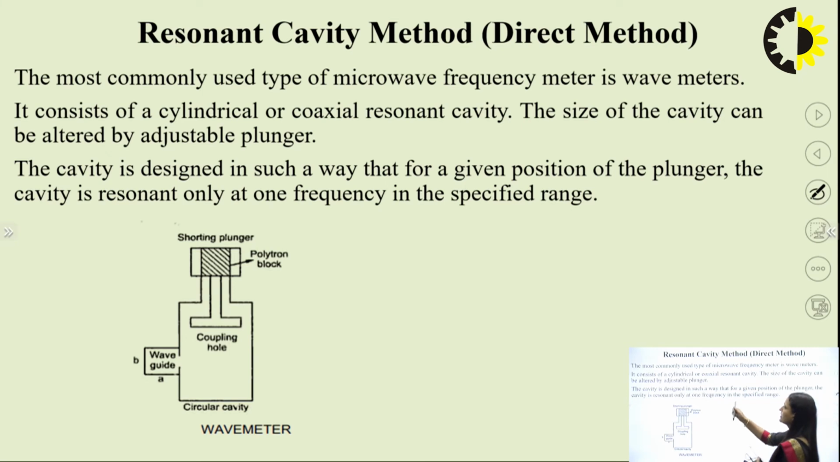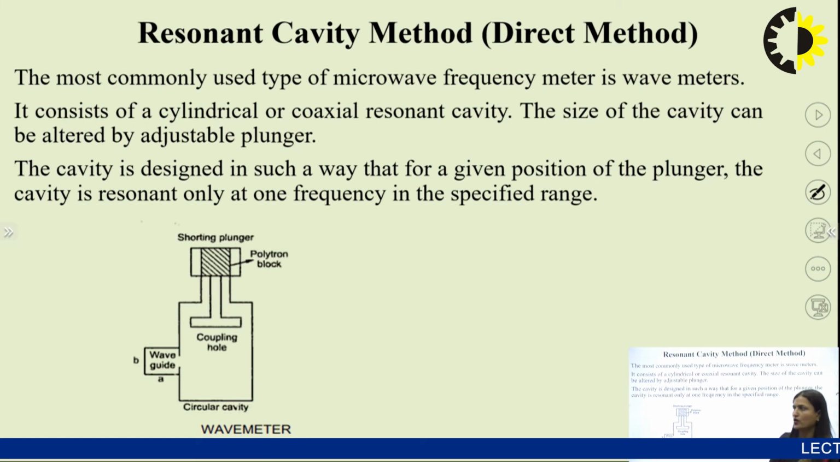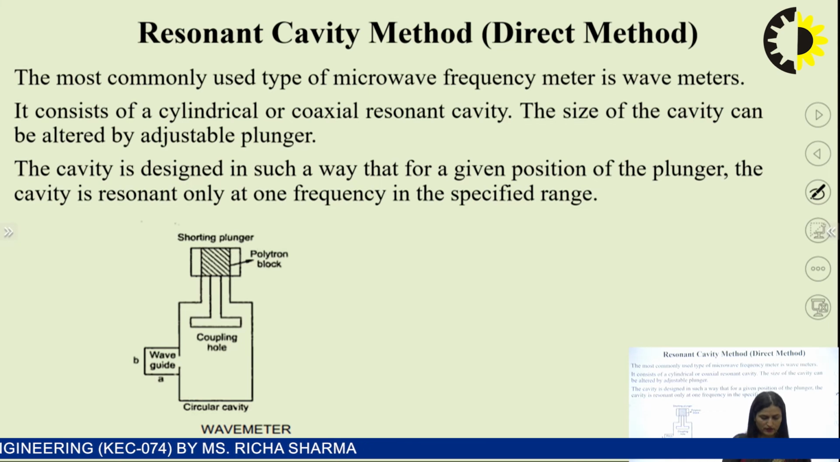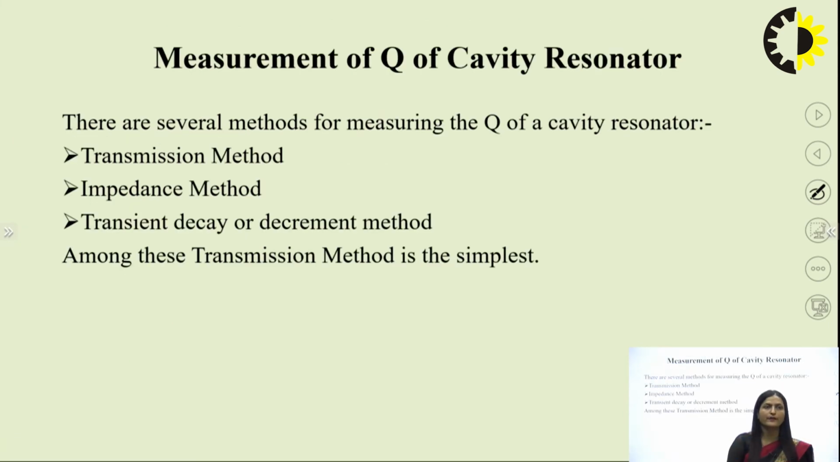And the cavity is designed in such a way that for a given position of the plunger, the cavity is resonant only at one frequency, that is specific. It means at a particular position it will be resonant at a particular frequency. So according to this position, we can find out what is the resonant frequency of the cavity resonator.